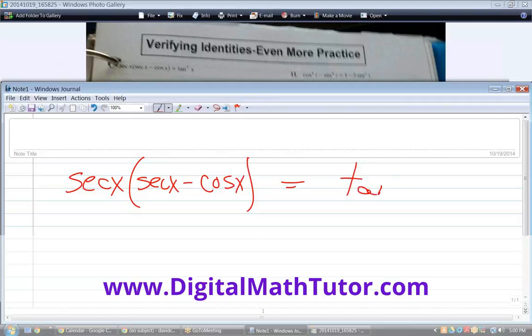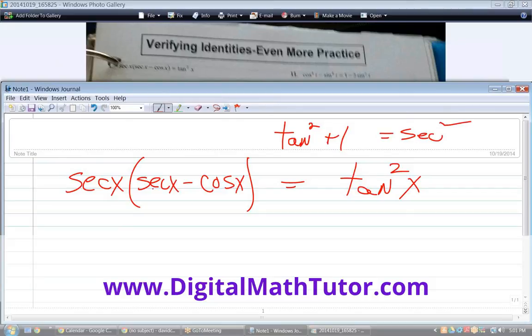Tangent squared x, yeah. What's the first thing you notice about this? There's a trig identity that relates tangent squared to secant squared. It's tan squared plus 1 equals secant squared. So knowing that that trig identity exists, what's the first thing we should do here?